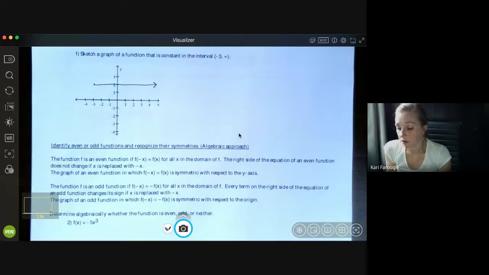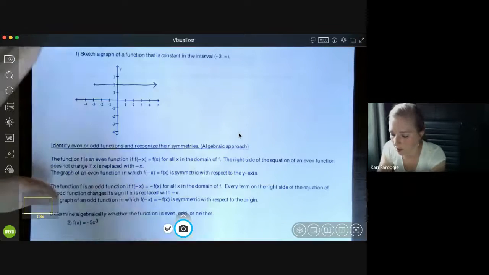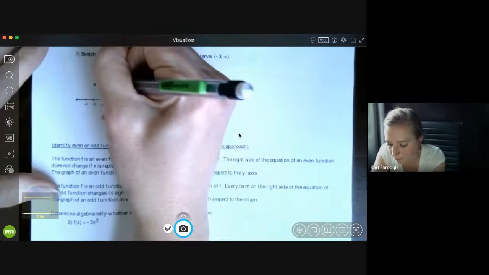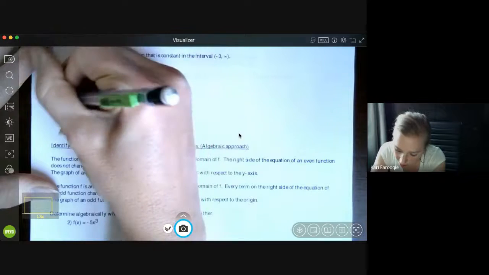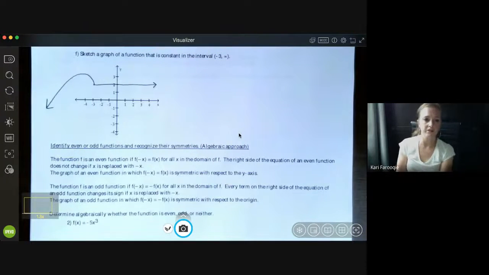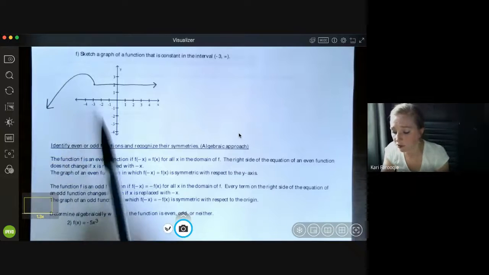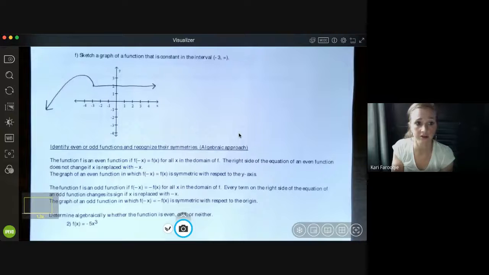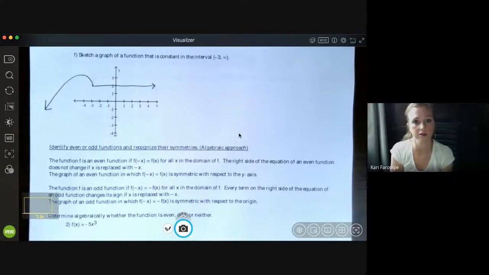And then you could do anything you wanted to the left of -3. You could even put an open circle at -3 if you wanted to. But let's say I did something like this at -3. I mean, there are an infinite number of possibilities here. Nothing else matters on this graph except that on the interval from -3 to infinity, it's constant. That's it. So do whatever you want to the left of -3.